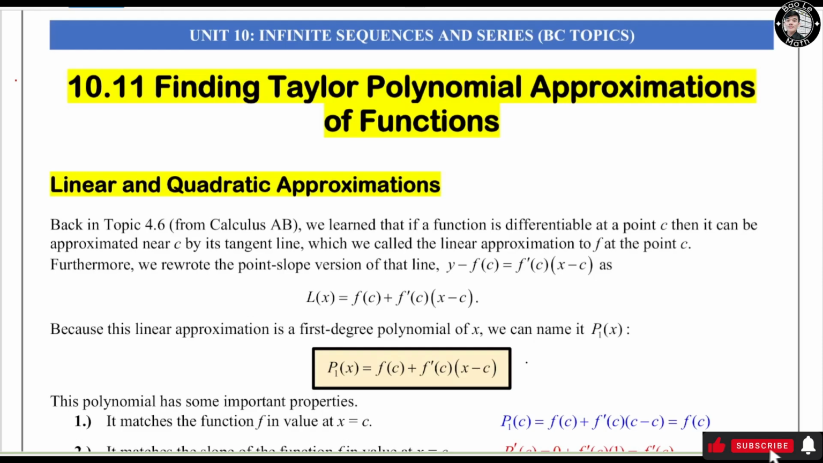Hello everyone, in this video we're going to explore topic 10.11, finding Taylor polynomial approximations of functions. We're going to talk about the linear and quadratic approximation.